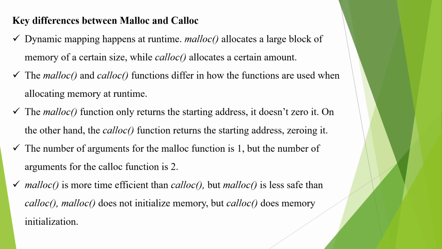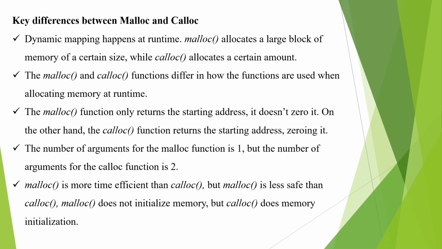In both cases, dynamic memory allocation happens. Malloc allocates a large block of memory of a certain size, while calloc allocates small blocks of a certain amount. That is the difference. The malloc and calloc functions differ in how they are used while allocating memory at runtime.